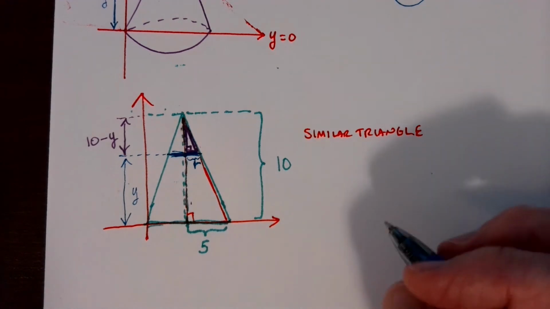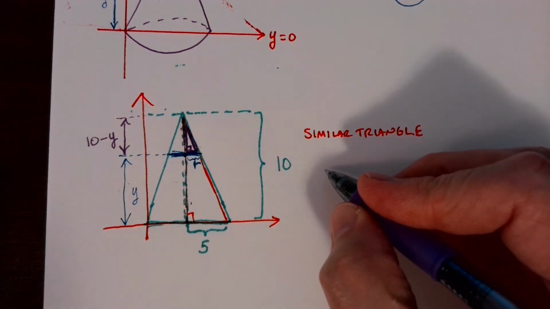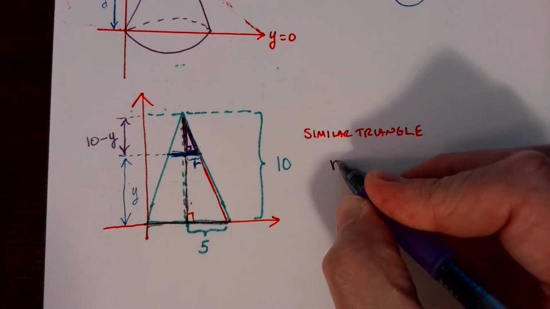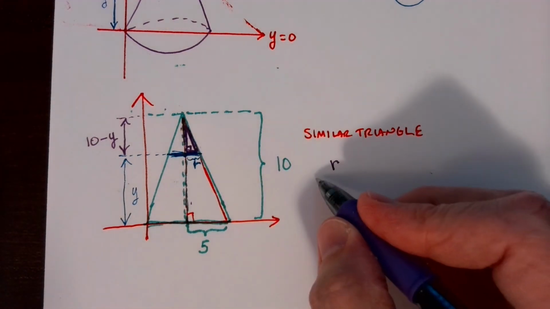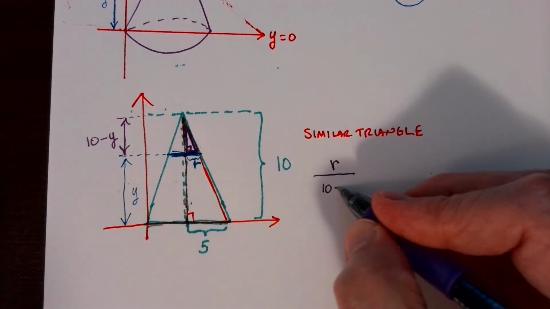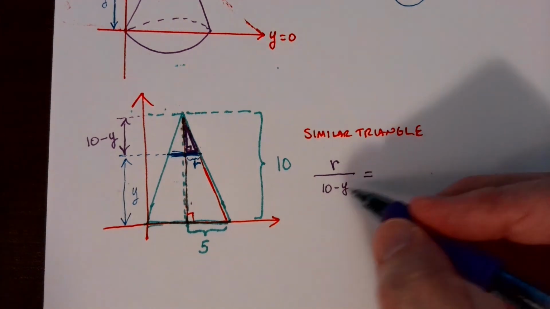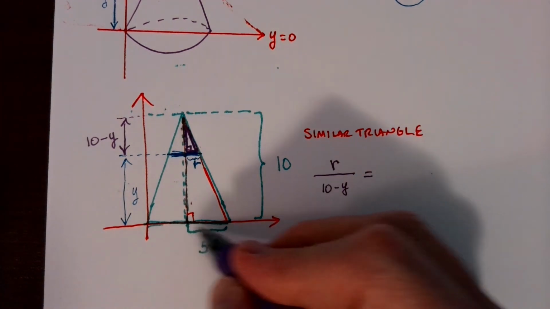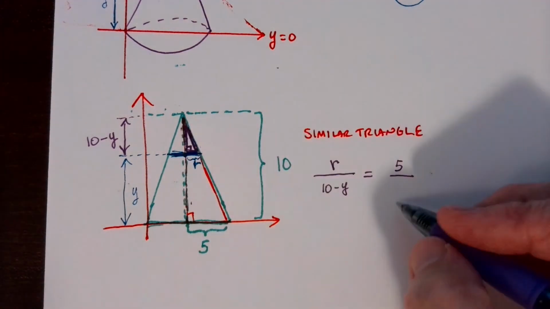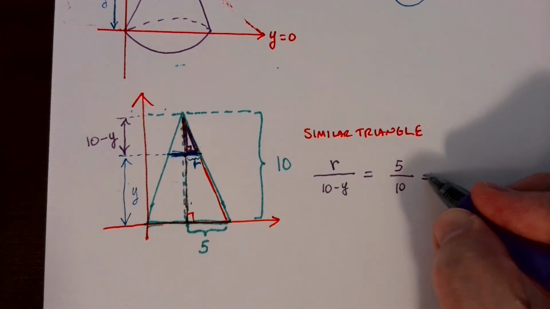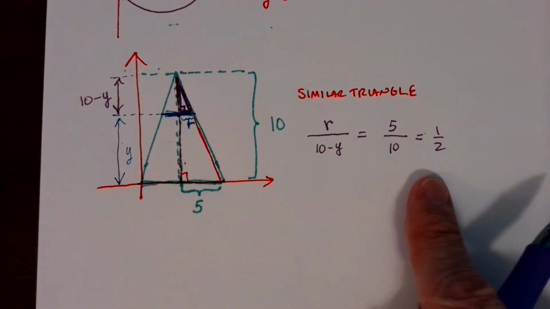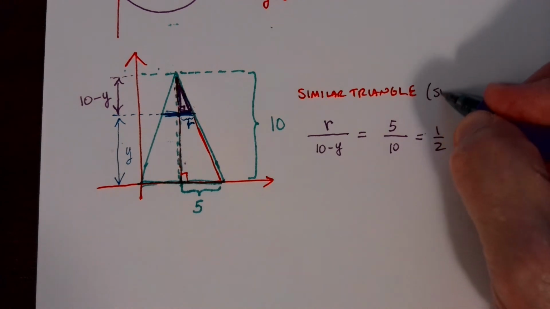So from this, we have that side lengths are in proportion to one another. So side length R in the small triangle is to its other side length, 10 minus Y, which we just found, as what? This proportion is the same as the proportion of the bigger triangle, which is 5, this side length, to this side length, which is 10. By the way, 5/10 is just 1/2. Right? So this is important. Side lengths are in proportion.